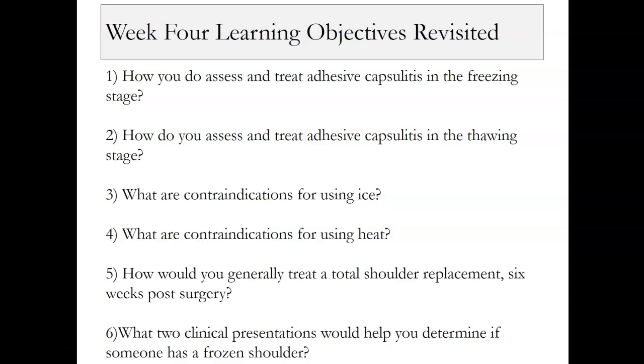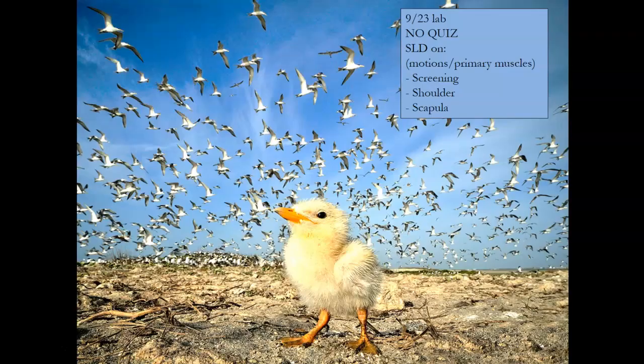You need to know those, especially for the midterm. How would you generally treat a shoulder replacement 6 weeks post-surgery? Again, go to that treatment box. It'll tell you. What two clinical presentations would help you determine if someone has a frozen shoulder? Active range of motion and passive range of motion are the same. Their strength is relatively intact. It really isn't impaired.